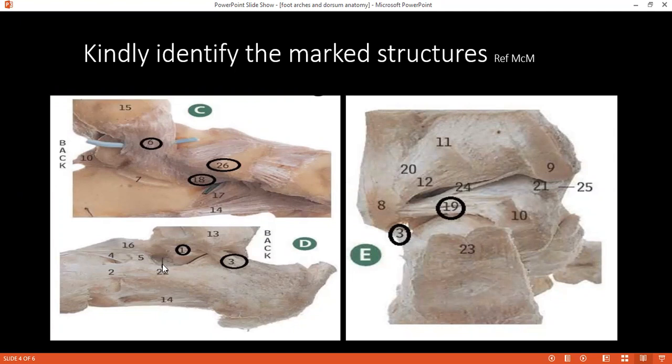And this 22 is pointing at what? The tarsal sinus between the calcaneum and the talus. Good. In picture E, what is 3, please? This is from the posterior side and shows the calcaneofibular ligament. And 19 is showing the posterior talofibular ligament. Right. Good. Thank you.